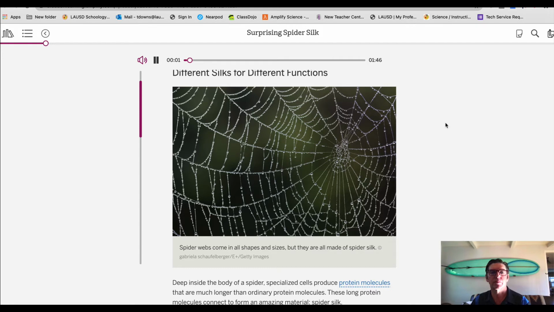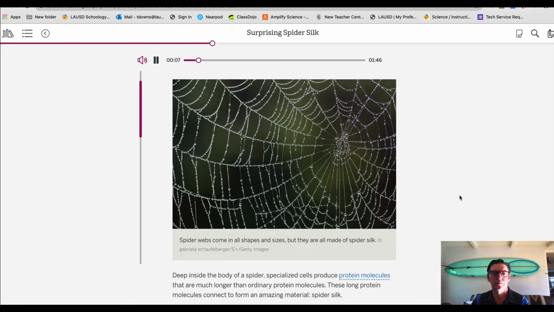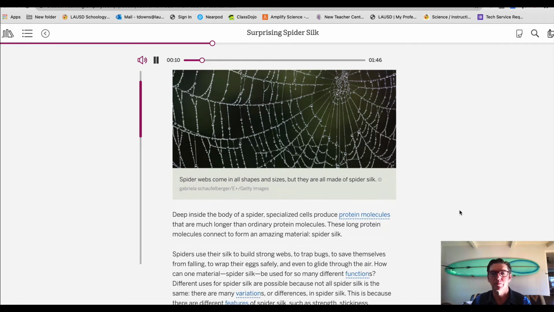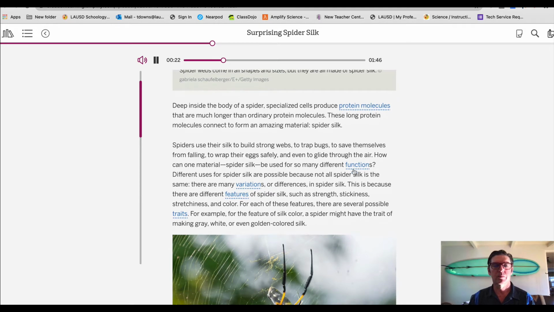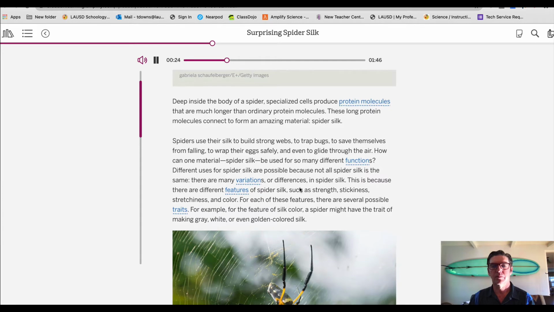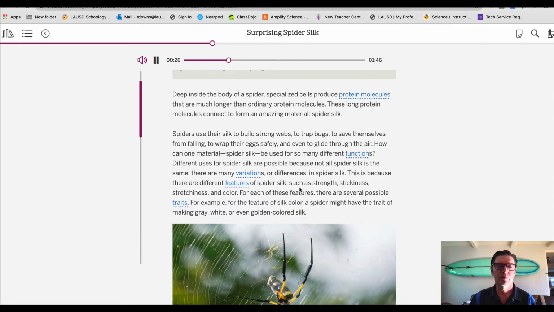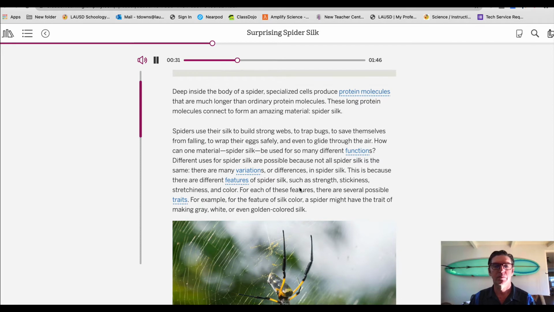Surprising Spider Silk. Chapter 1: Different Silks for Different Functions. Deep inside the body of a spider, specialized cells produce protein molecules that are much longer than ordinary protein molecules. These long protein molecules connect to form an amazing material, spider silk. Spiders use their silk to build strong webs, to trap bugs, to save themselves from falling, to wrap their eggs safely, and even to glide through the air.